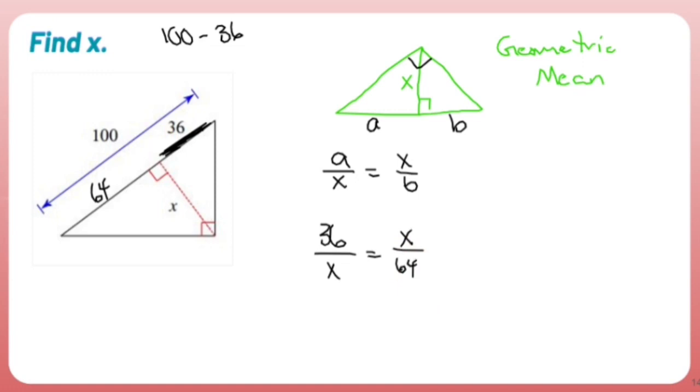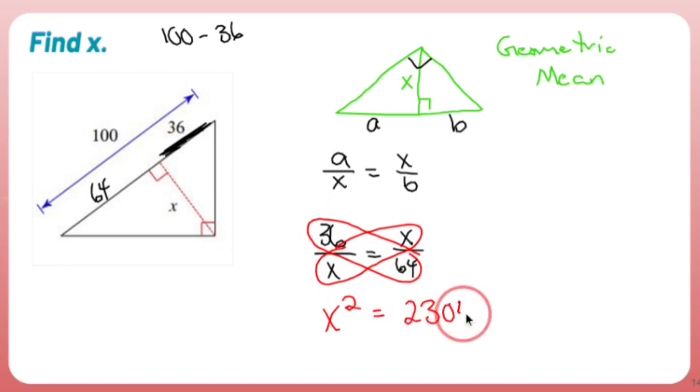Now that I have a proportion, I can do crisscross applesauce. Multiply two diagonals together, X squared, and multiply these diagonals together. That gets you 2,304.